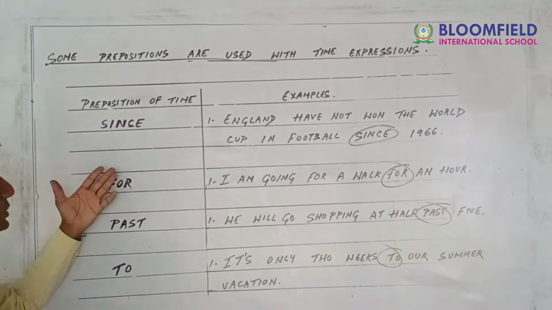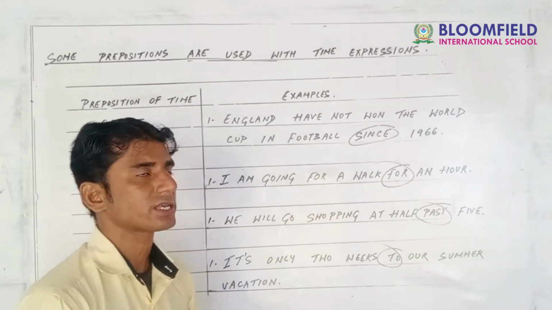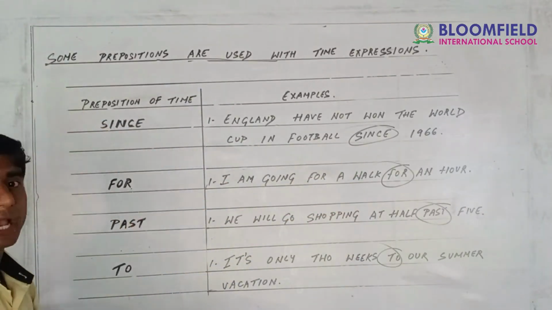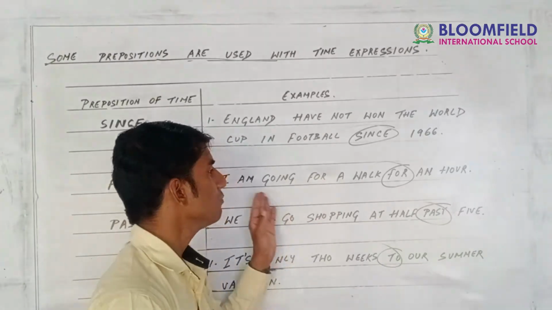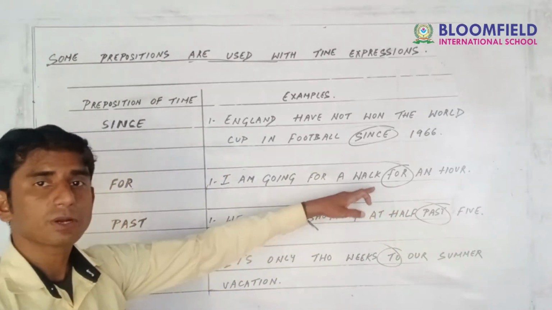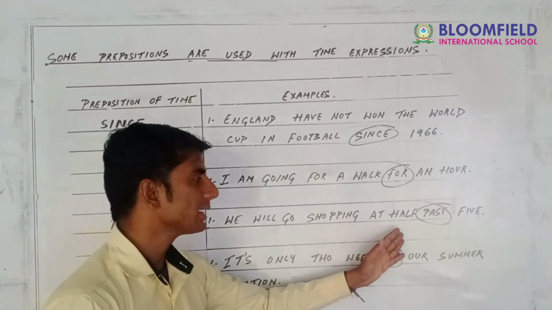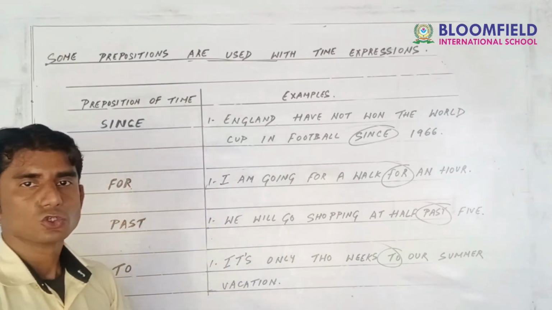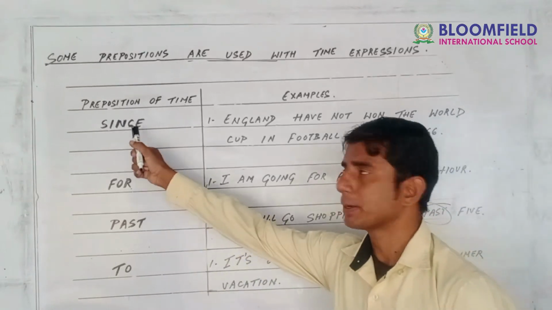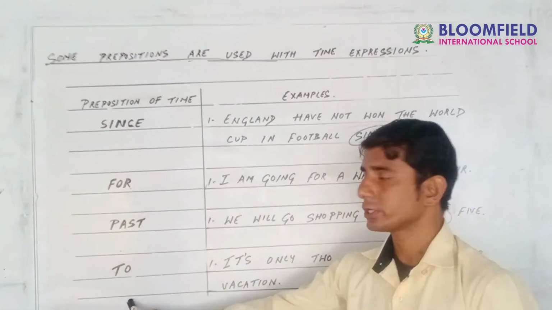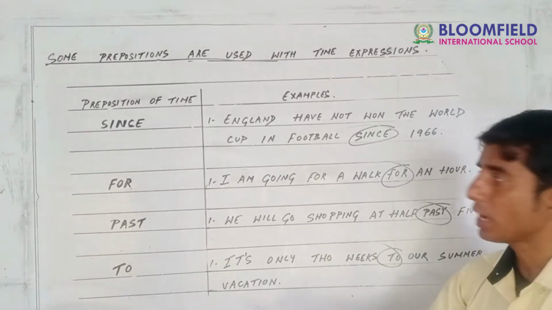Once again, since: England have not won the World Cup in football since 1966. So since is a preposition of time. Next is for: I am going for a walk for an hour. So for is a preposition of time. Next is past: we will go shopping at 5:30 or 6:30. Whenever you use past, remember that you are talking about a preposition of time. Next is to: it's only 2 weeks to our summer vacation. So to is a preposition of time.